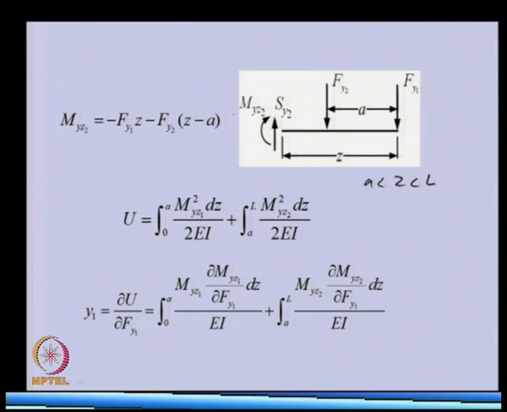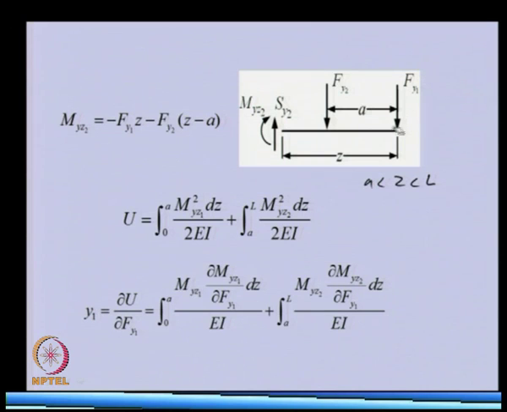So, for this case the bending moment will be given by this expression. This is standard procedure in the strength of materials, and now we can get the strain energy of the system by integrating from 0 to A and from A to L, and once we have the strain energy we can get the displacement.